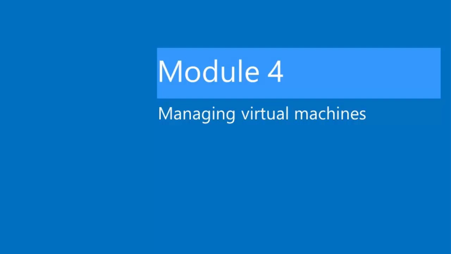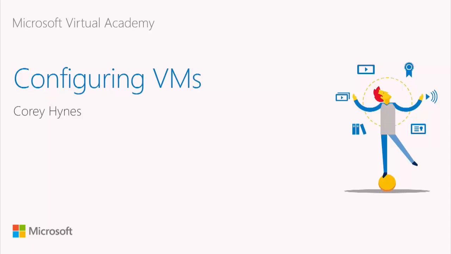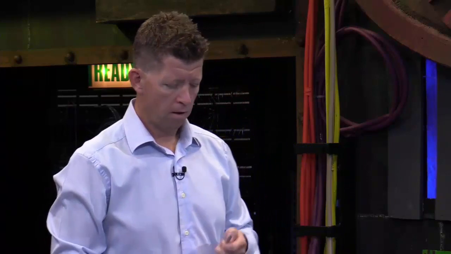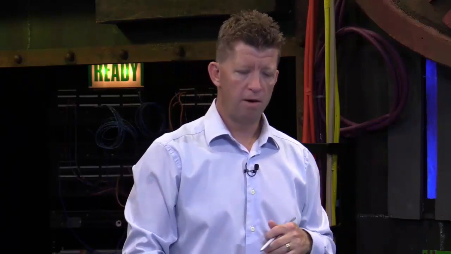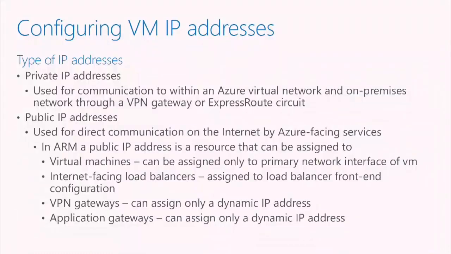So now that we've created virtual machines, let's take a look at some of the tasks involved in configuring a virtual machine. In this case, I've got a VM running. What are some of the things I can do or might want to do to actually change or modify or just generally configure that VM? We'll start with what is often the most common question that IT pros ask when they're new to Azure, and that is, how do I modify IP addresses?